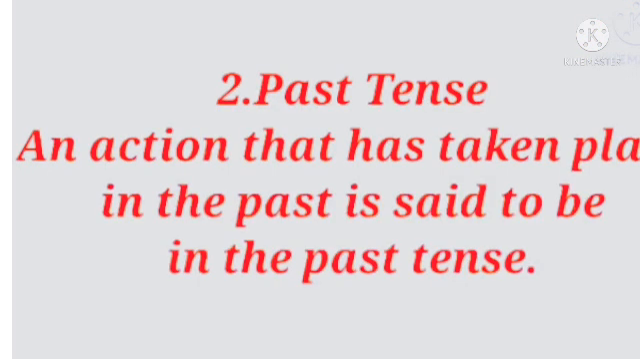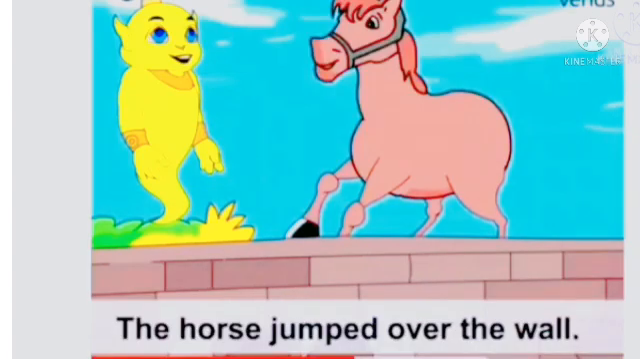The second one is past tense. An action that has taken place in the past is said to be in the past tense. For example, the horse jumped over the wall. In this sentence, the action jumped took place in the past.